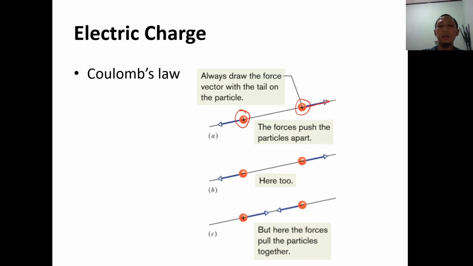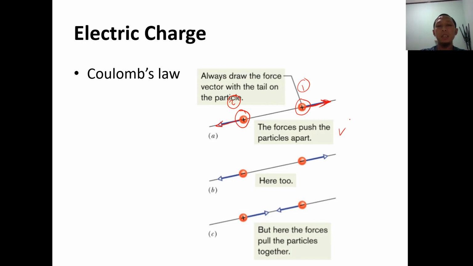So we have to draw the force; we say this is the first material and this is the second material. Both materials will repel each other. This is the force because of particle 1, and this is the force because of particle 2. The forces push the particles apart.